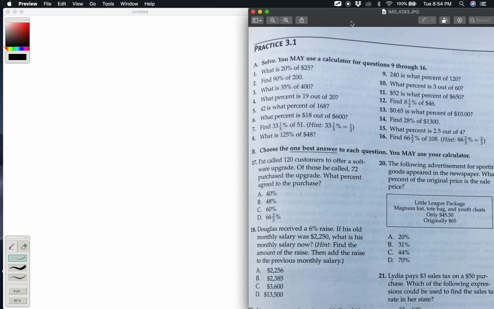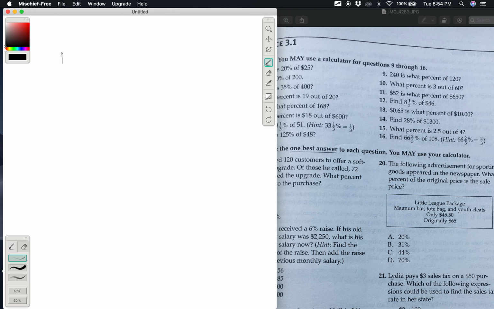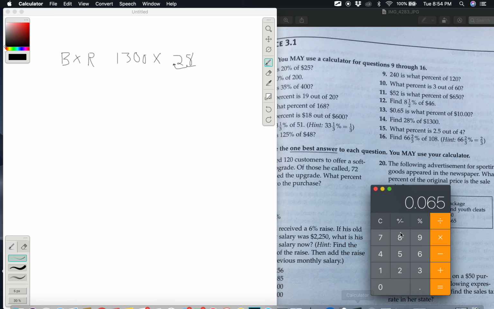Okay, so now let's see, number 28, find 28% of 1300. So we have the rate and the base. Base times rate. If I get it right, I feel great. Okay, so base is 1300 times 28%, which we need to move the decimal 2 places over here. Okay, so now we have 0.28, so 1300 times 0.28 equals 364. So that kind of makes sense.